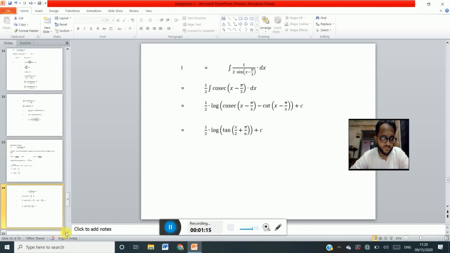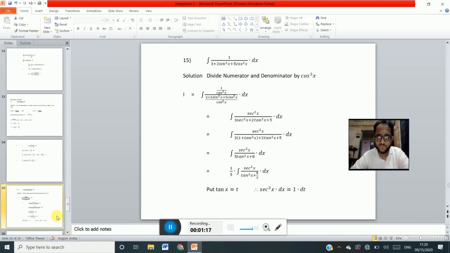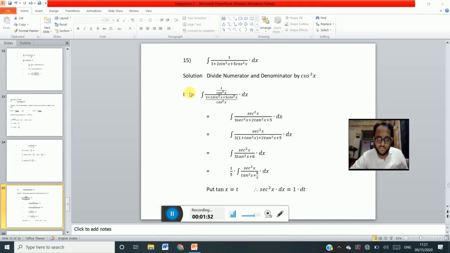Then next is what? See, now it is another type of integration. See this example: integration of 1 upon 3 plus 2 sin square x plus 5 cos square x dx. So I is the given integral, and the first step for this type is to divide numerator and denominator by cos square x. So 1 upon cos square x upon 3 plus 2 sin square x plus 5 cos square x upon cos square x, right? So we divide by cos square x.